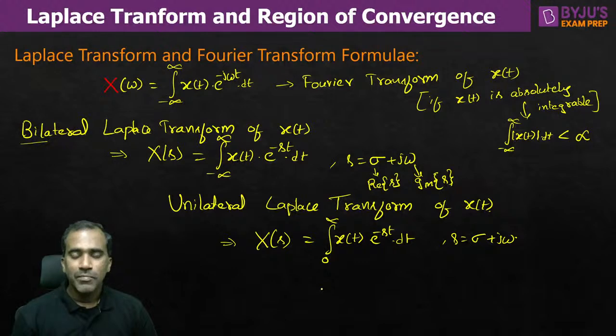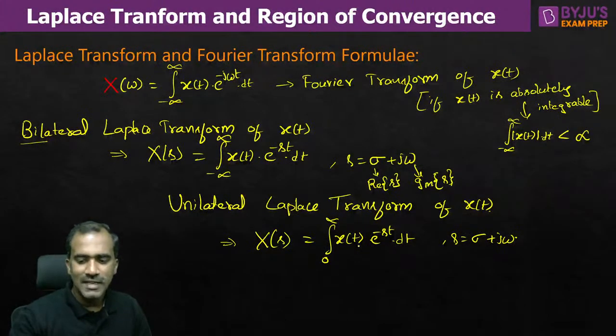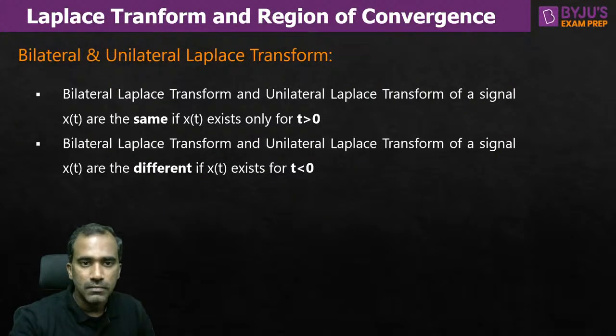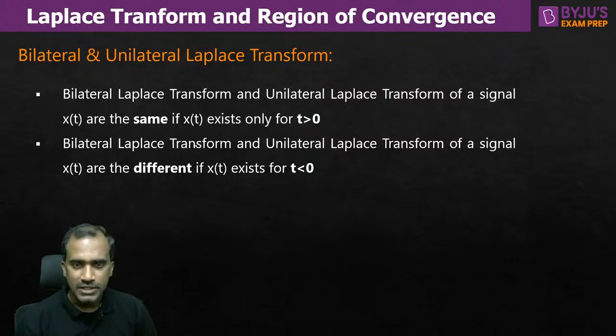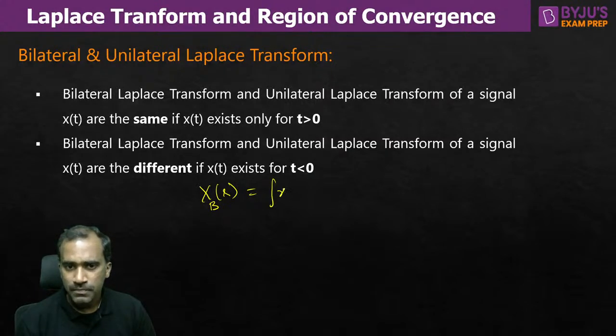Now, having understood this, let us find a relation between bilateral and unilateral Laplace transform. Don't look at these two conditions. We'll derive it. X of s bilateral Laplace transform is equal to, I am writing it as b because I am talking about bilateral Laplace transform now, integral of x of t into e power minus st dt. The limits are from minus infinity to plus infinity.